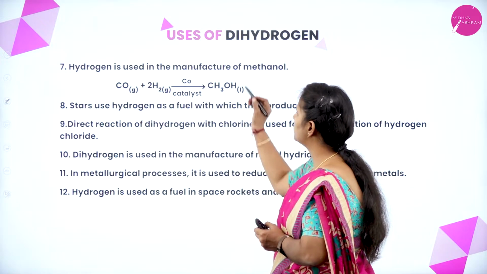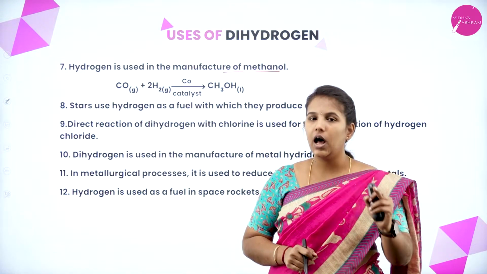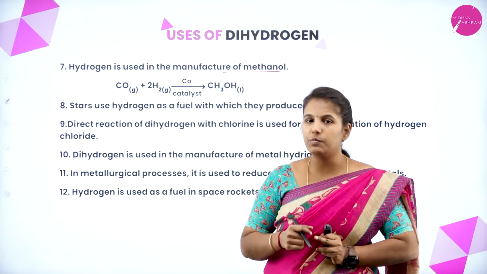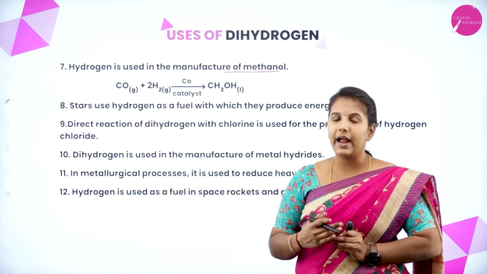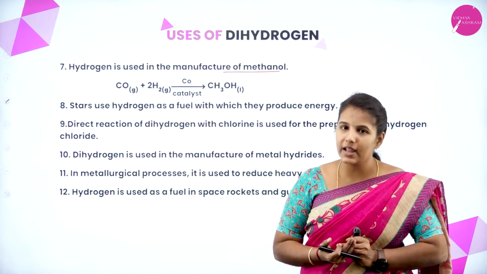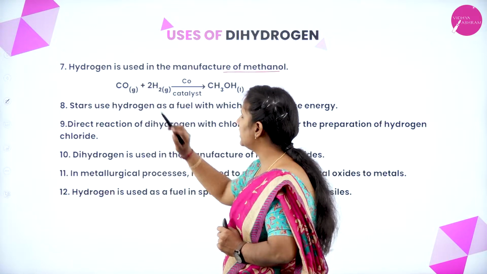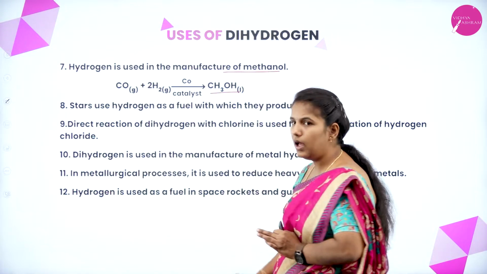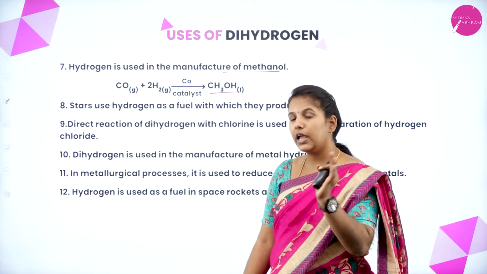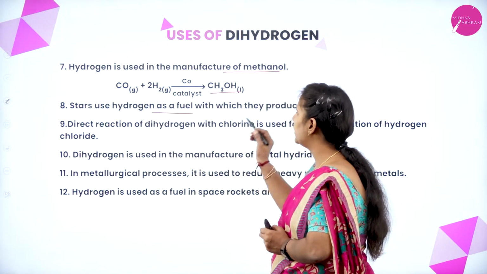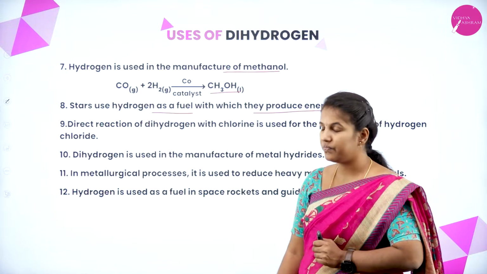Hydrogen can also be used in manufacturing of methanol. Already I have explained how hydrogen can react with carbon monoxide as well as with the alkene to form an aldehyde, which upon further reaction with dihydrogen gives rise to the alcohol. You can see that carbon monoxide reacting with the hydrogen forms methanol, which is an alcohol. The stars can also use hydrogen as a fuel, which produces the energy for the stars.